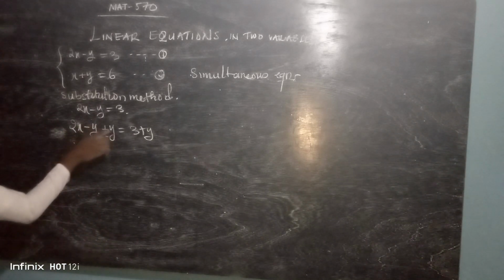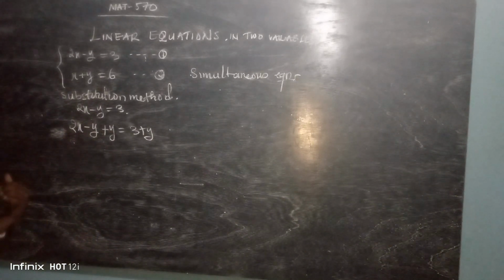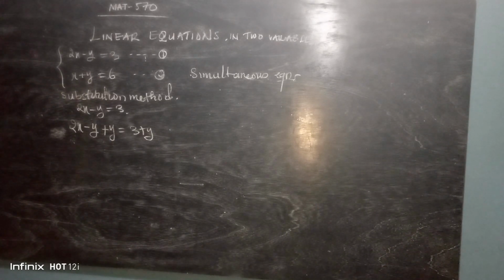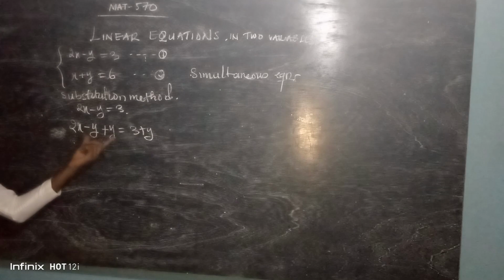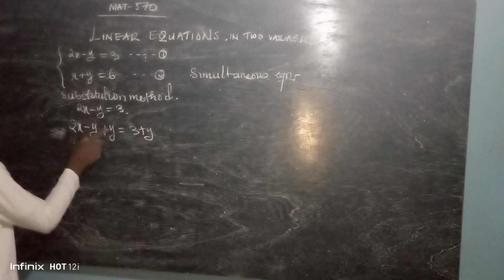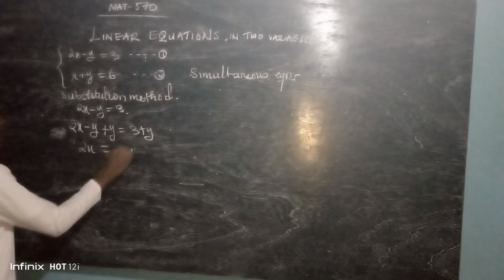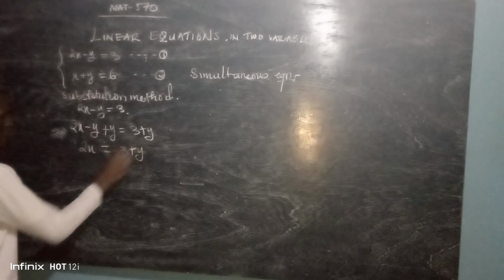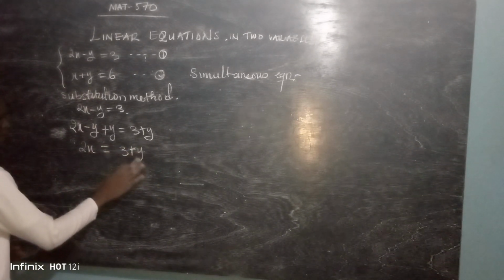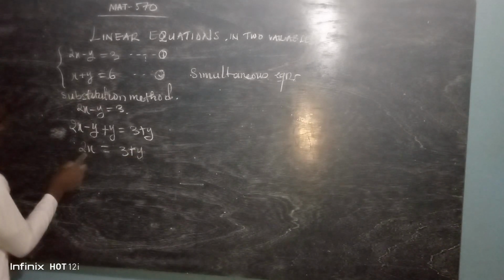Now negative y plus y, like we have said in the other tutorial on equalities, if you have not gone through it, you go through that. This one is nothing. It represents 0. Negative y plus y is 0. So I have 2x equals what? 3 plus y.